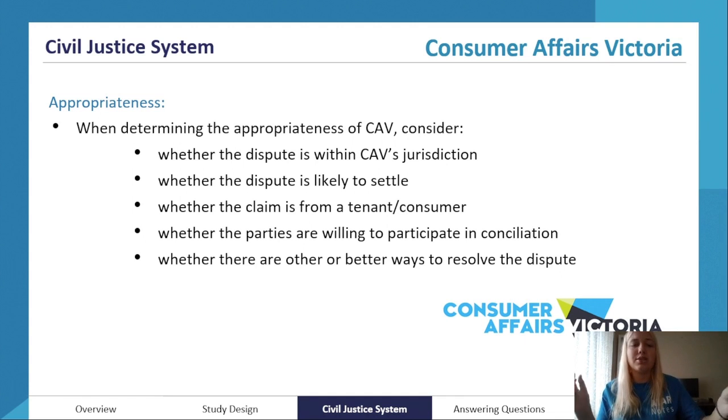So we need to see if we've got a stimulus provided. Do the parties trust each other? Does it look like the parties are willing to cooperate, willing to discuss the issue? Now, whether the parties are willing to participate in conciliation at all is another important one, because they cannot be forced to attend. They actually cannot be forced to show up and discuss the issue and try to come to a settlement. And whether there are other or better ways to resolve the issue.